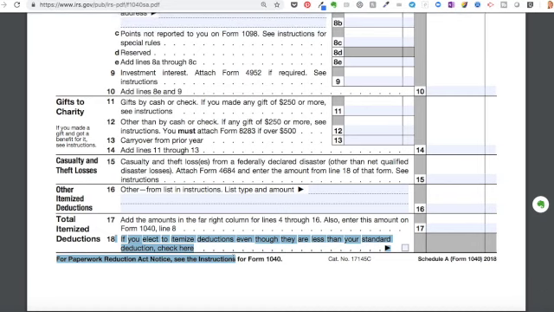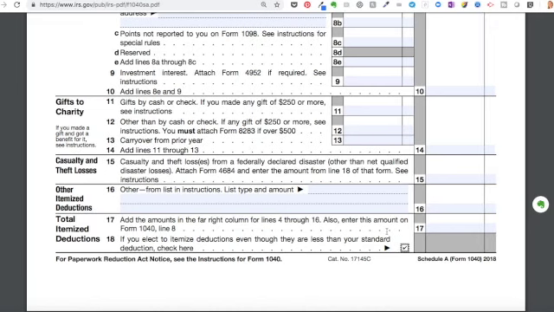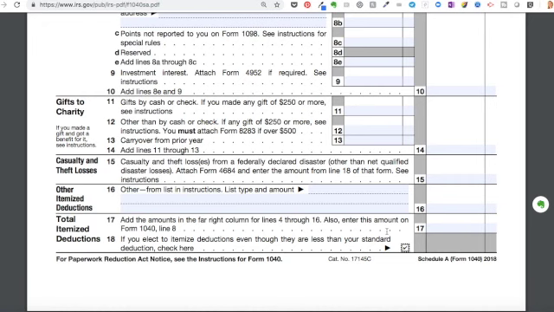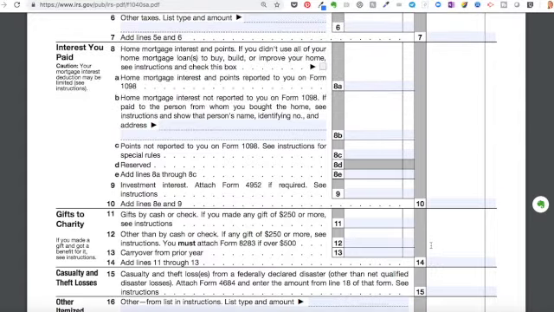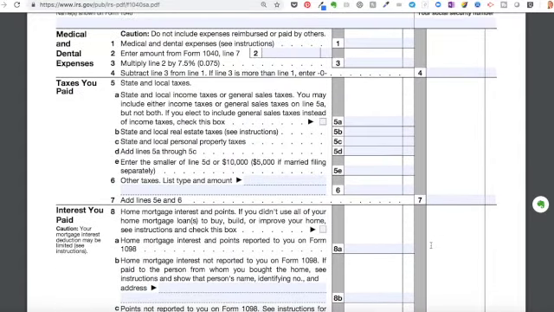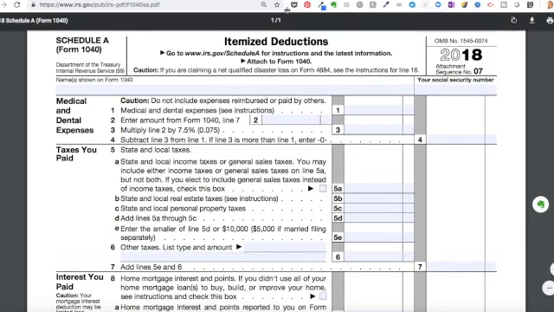And it says on line 18, if you elect to itemize your deductions even though they are less than your standard deduction, click here. So that's very uncommon, right? Except if you are married filing separate, or there may be some other reason why you choose to do that, and you can do that and then use your itemized deductions and attach it. But who would take less of a deduction for taxes, right? Okay.